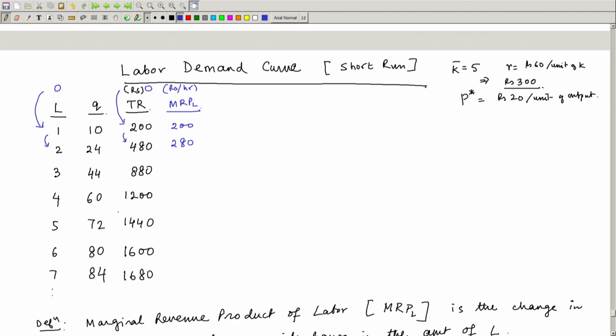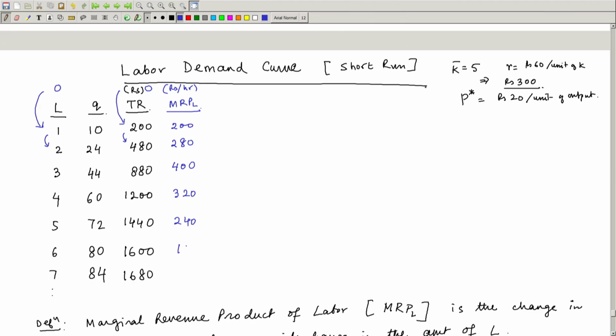Similarly, we can compute the marginal revenue product for the third, fourth, and fifth labor units. So, for the third labor unit, it is 880 minus 480, which is 400. Then for the fourth labor unit, it is 1200 minus 880. So, that is going to be 320. For the fifth labor unit, it is 1440 minus 1200. So, that is 240, sorry. And then for the sixth unit, it is 1600 minus 1440.